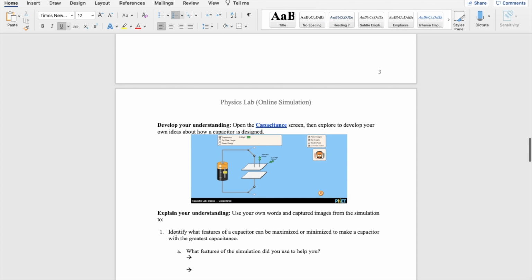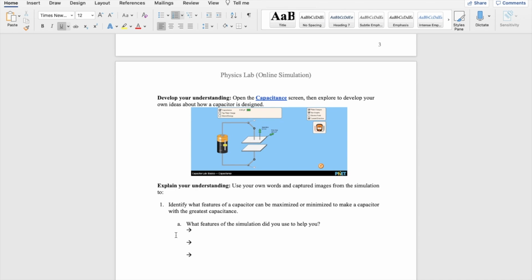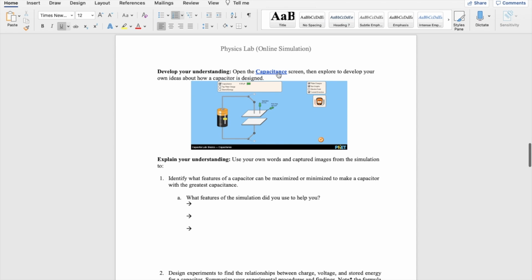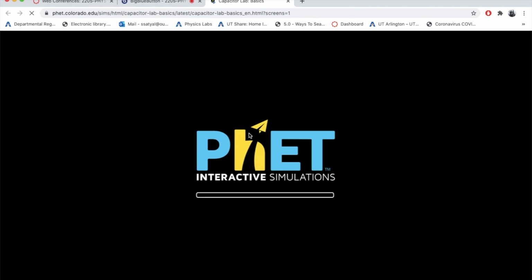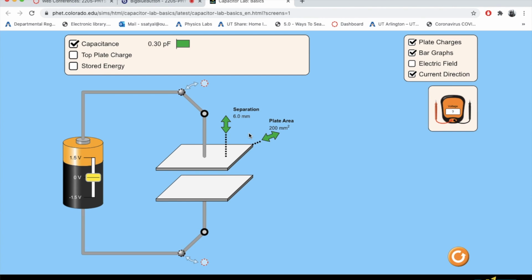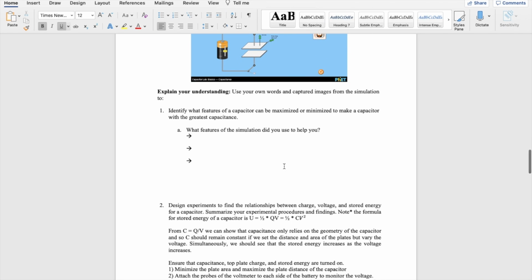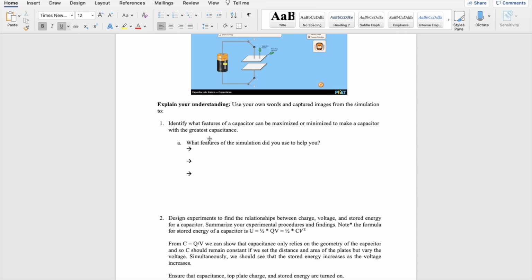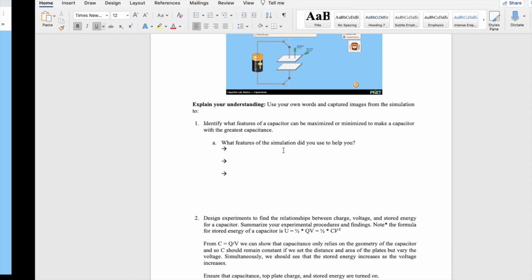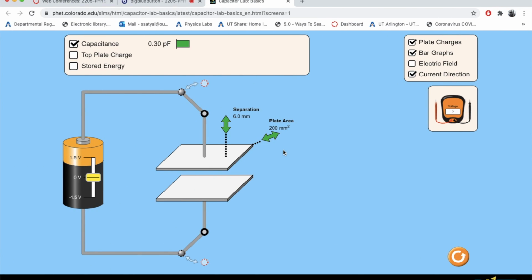Once you complete your pre-lab, start the lab by opening the simulation here. This is your Capacitance Lab Simulator, and you may need to go back and forth. So here, the first question is to identify what features of a capacitor can be maximized or minimized to make a capacitor with the greatest capacitance or least capacitance. So I would like you to play with this simulation, explore it.